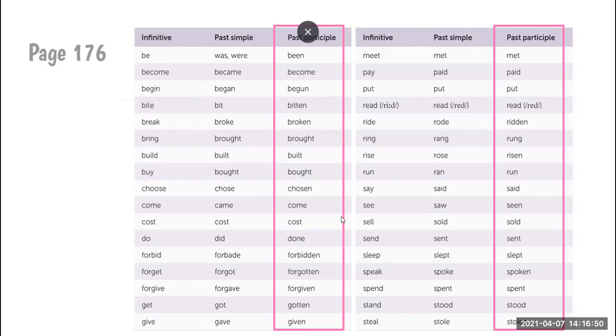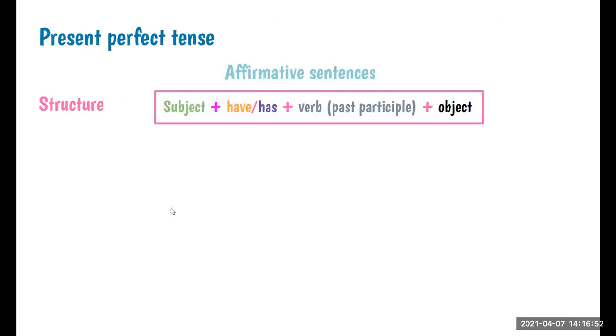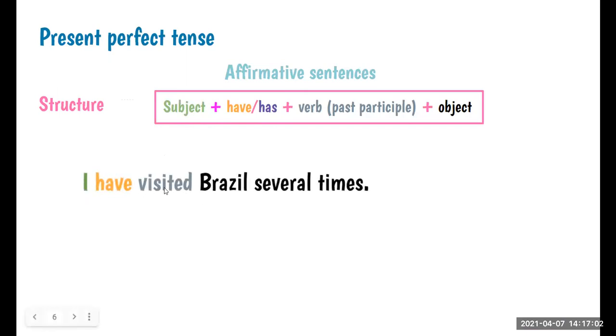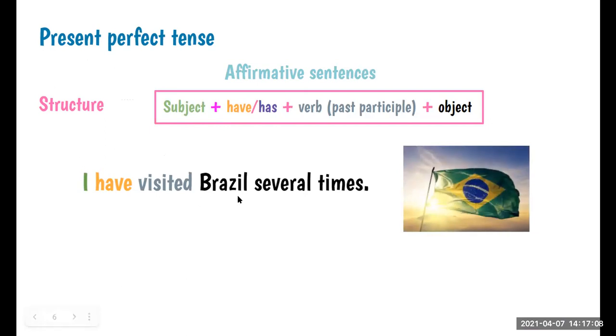Okay, so we were talking about the affirmative sentences, right? And this is the structure that we are going to use. We're going to see some examples of affirmative sentences, okay? For example, I have visited Brazil several times. Okay, as you can see, I am talking about an experience, okay?